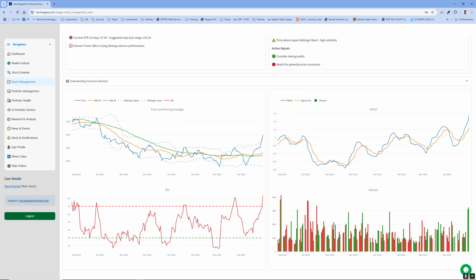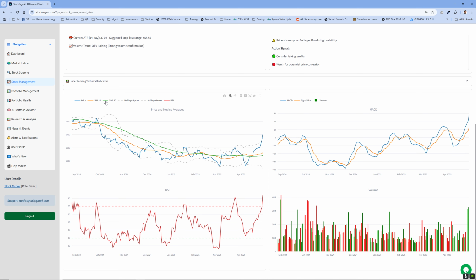The second point is moving averages, which we normally call SMA, SMA 20 and SMA 50. They depict the simple moving average for 20 days and the simple moving average for 50 days. SMA 20 is shown by the orange line, and SMA 50 is shown by the green line over here. Whenever a short-term moving average crosses above a long-term moving average, it's considered a bullish signal, or a golden crossover.